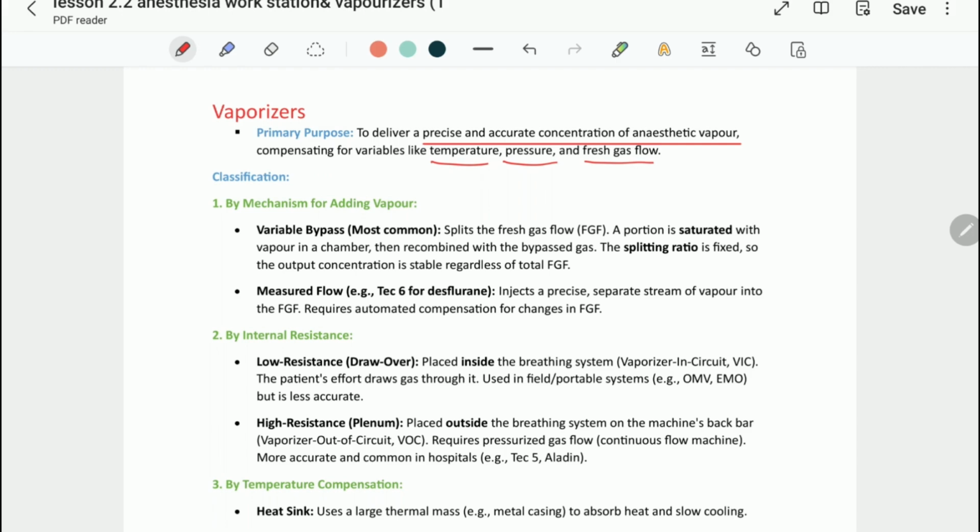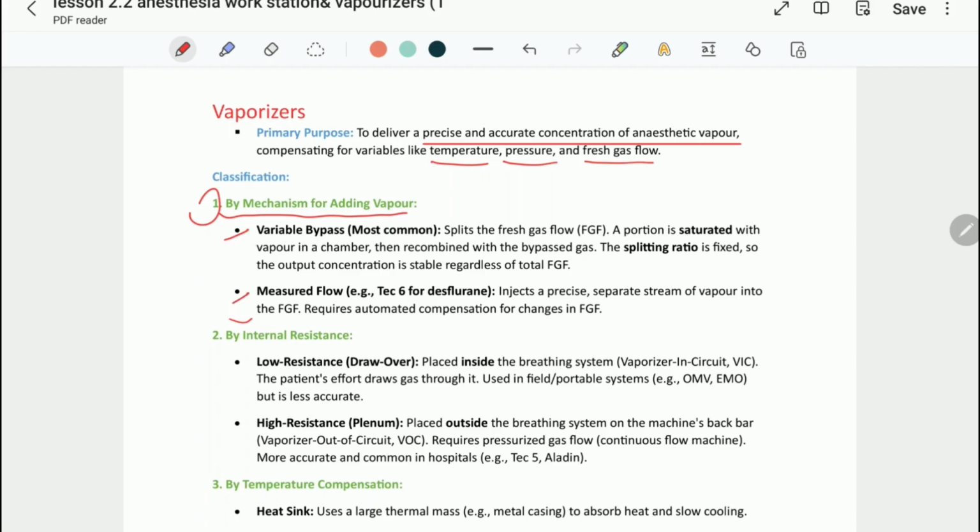So what is their classification? We can classify vaporizers according to different methods. The first is by the mechanism of adding vapor. So there are two classifications: variable bypass and measured flow.